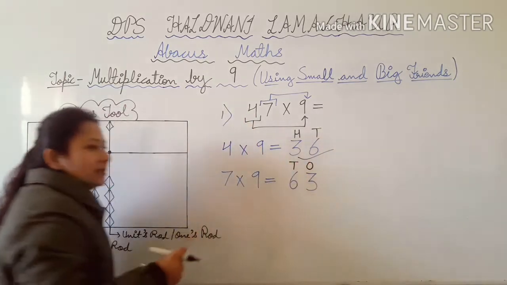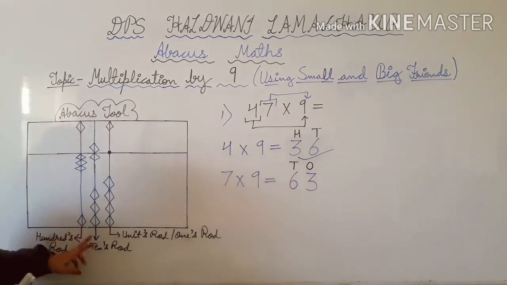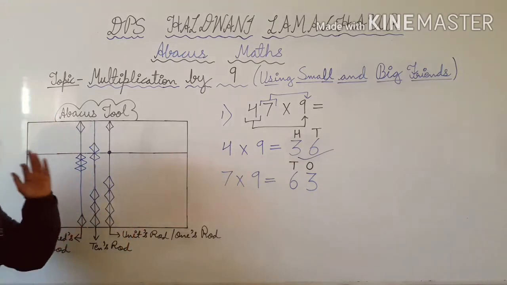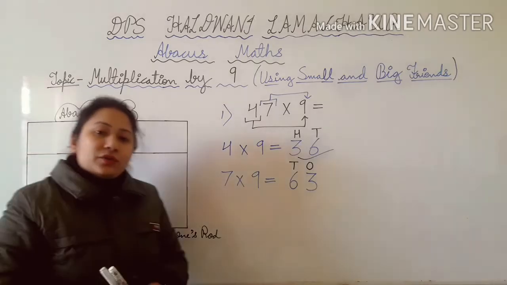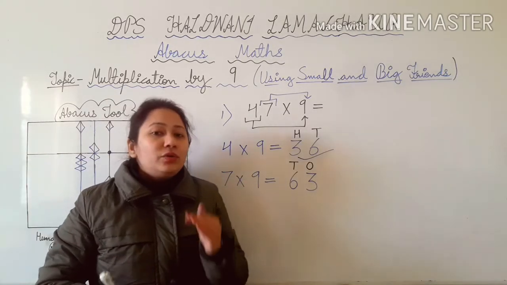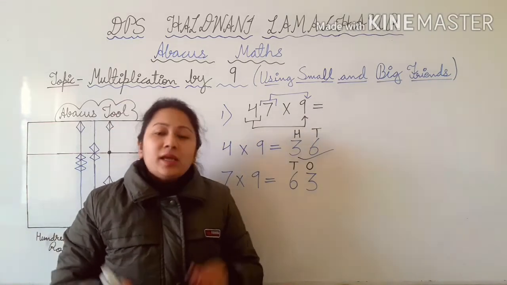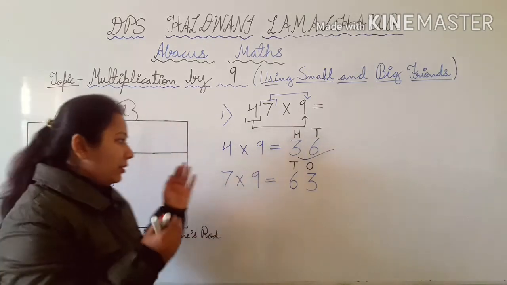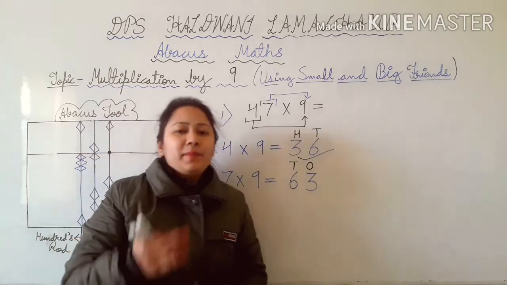Ones rod, or you can say units rod. Now kids, put 6 in tens rod. Now you can see that 6 is already added. So how will you add 6? First of all, you will use the small friends. Yes kids, don't rush for the big friends. First of all, you will use the small friends. If you can't apply the small friend formula in your sum or the tool, then you go for the big friends.